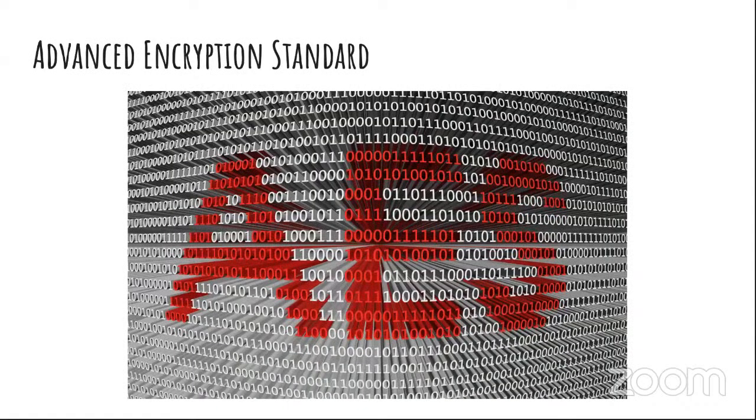And that all got replaced by the Advanced Encryption Standard, introduced in October of 2000. It has three main key sizes: the 128-bit key requiring 10 rounds of encryption, the 192-bit key with 12 rounds, and 256 with 14 rounds.